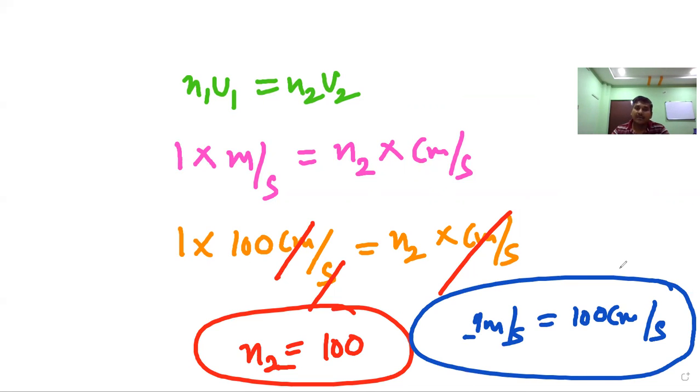Okay. So like this, you can convert MKS into the CGS or vice versa also possible. I conclude this session. Let us see in the next session.